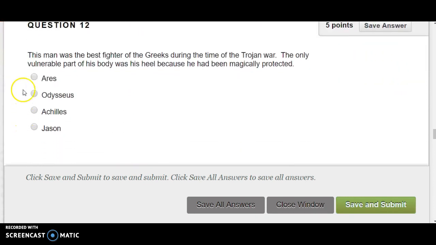Question 12. This man was the best fighter of the Greeks during the time of the Trojan War. The only vulnerable part of his body was his heel because he had been magically protected. Ares, Odysseus, Achilles, Jason.